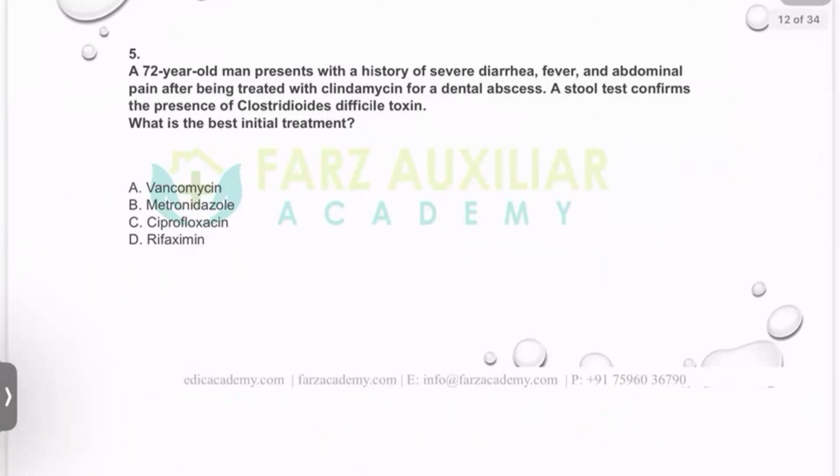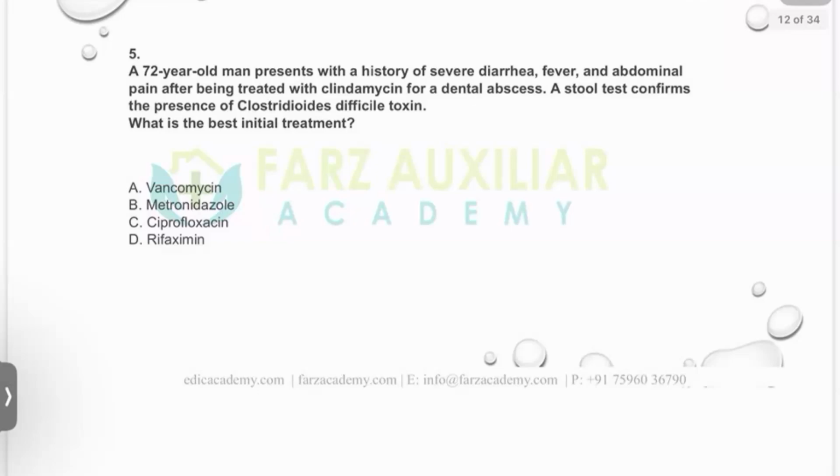Next question. A 72-year-old man. I think with this rate, we will not be able to do neurology. If the First Academy guys are okay with it, we can just finish with infective diseases only.